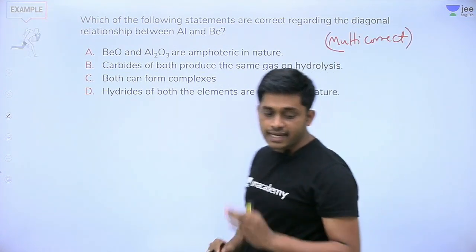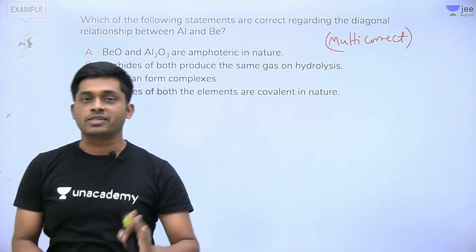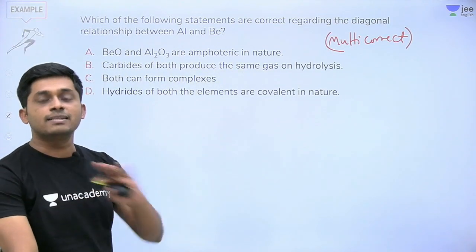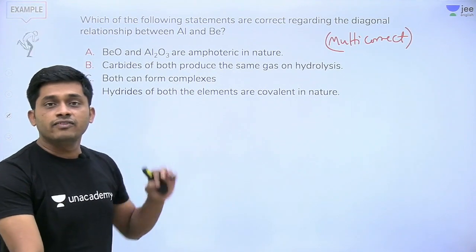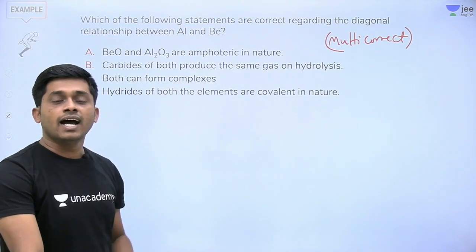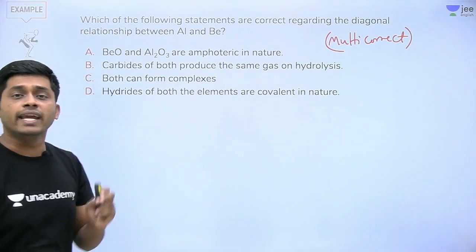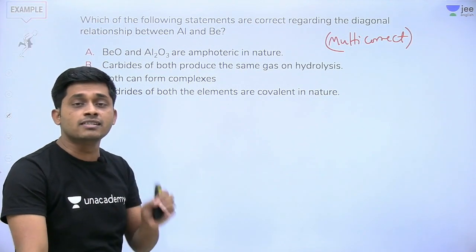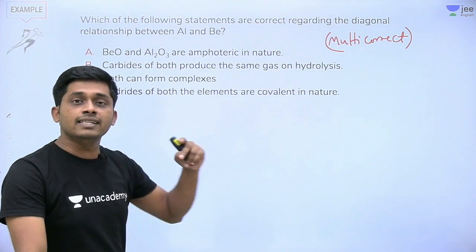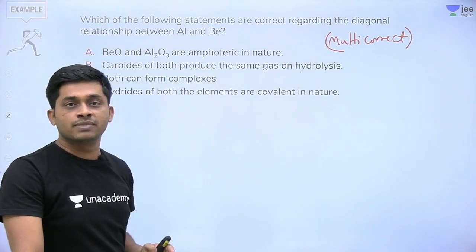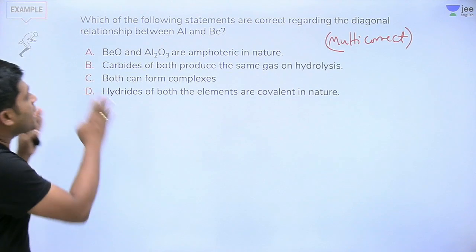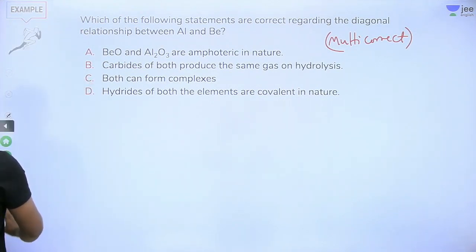See, diagonal relationship, we get a question. So 2 diagonal relationships are there. One is the first one, lithium magnesium, and here beryllium aluminum. These 2 main diagonal relationships, whatever the previous questions were, were on these 2 diagonal relationships. Okay, so this is beryllium and aluminum diagonal relationship.